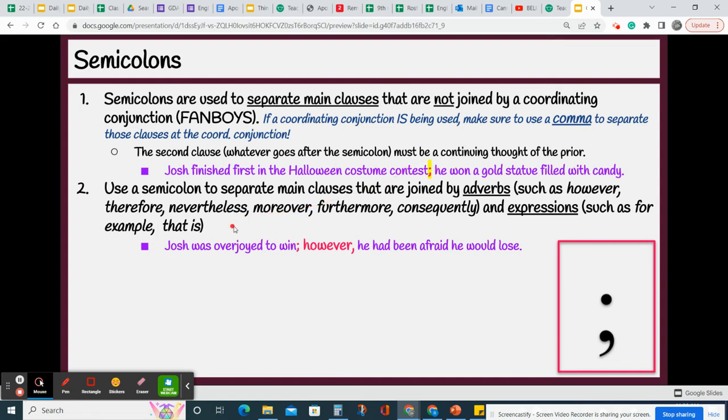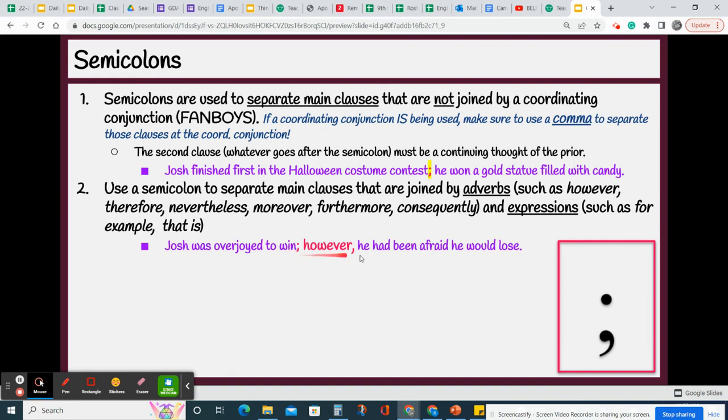We also use semicolons to separate main clauses that are joined by adverbs. Adverbs describe verbs, among other things, such as however, therefore, nevertheless, moreover, furthermore, consequently, and other expressions such as, for example, that is, in fact, etc. So we can also use semicolons to separate those guys in conjunction with a comma. So Josh was overjoyed to win. However, he had been afraid he would lose.